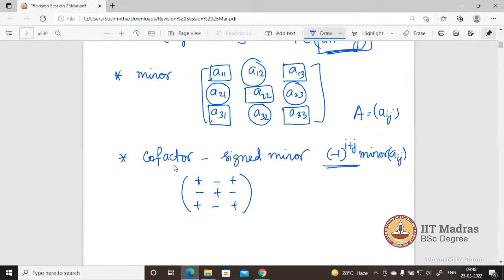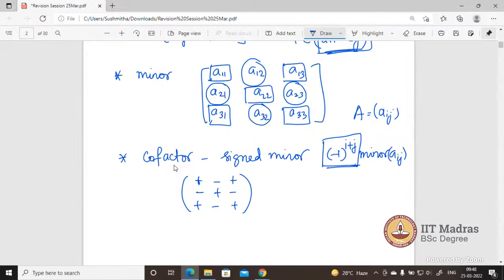We can directly change the sign based on this sign convention if we have calculated the minor. I'm getting this plus and minus based on i plus j, right? Yes, ma'am. Wherever the row index plus the column index is odd, you will have a minus sign. That's it.